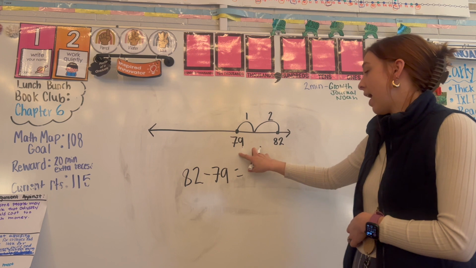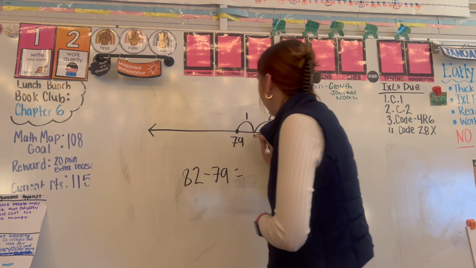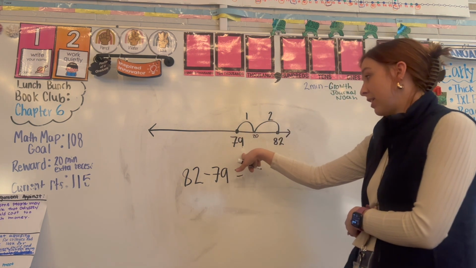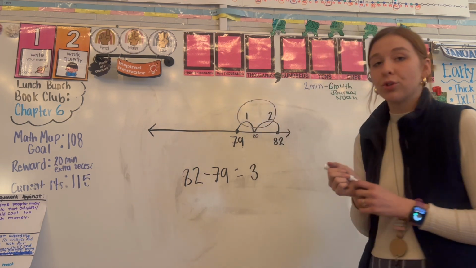So I know that if I go 1 up from 79, that's going to be 80. And if I add 2 more, that's going to get me to 82. So the difference between 79 and 82 is 3, because this is the space that we traveled all together.